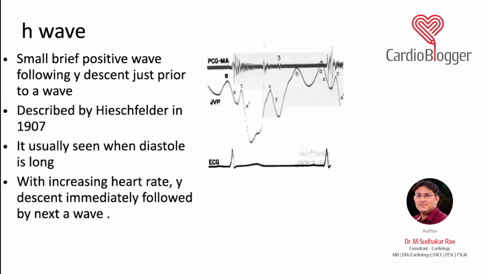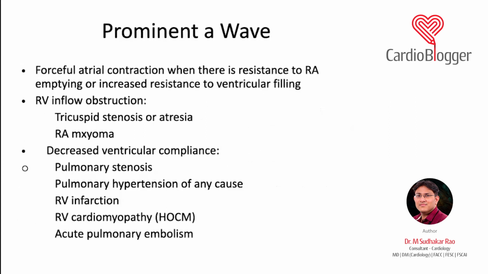Now just a small point on the H wave, which I have already discussed. It is a small brief positive wave following the Y descent. It is called the H wave because it was described by Hirschfelder, and it is usually seen when the diastole is long, like in cases of bradycardia. It is due to the mid diastole, that is the diastasis phase. Now let's come to the causes of prominent waves. That is what you are asked in the exam.